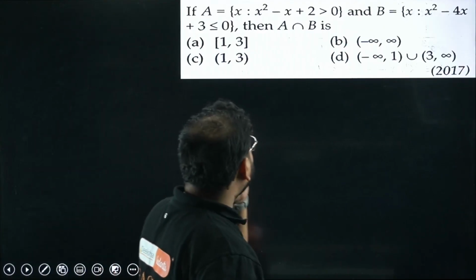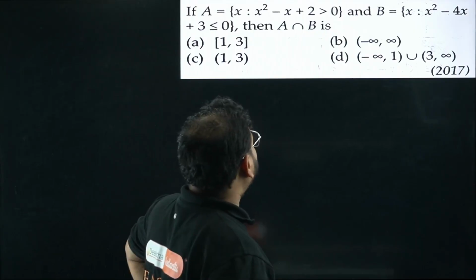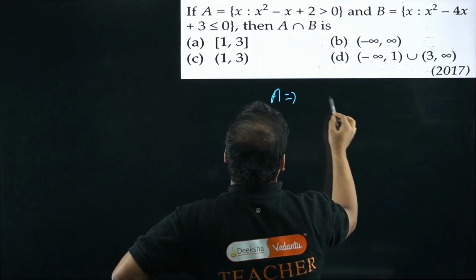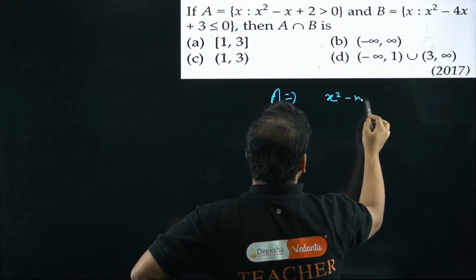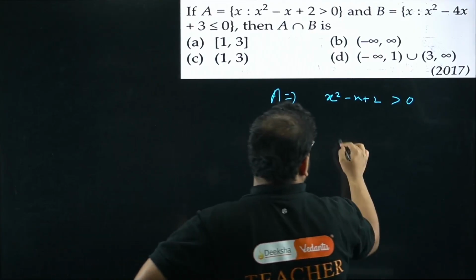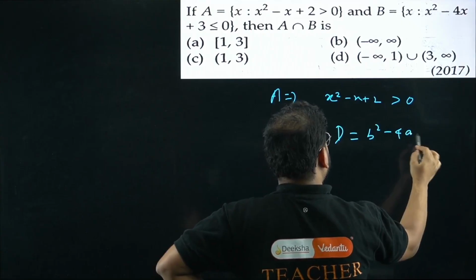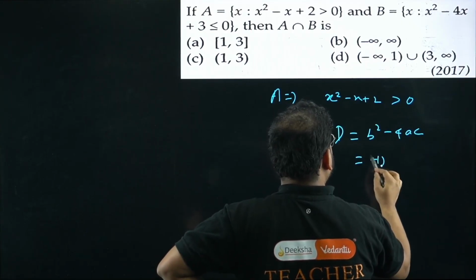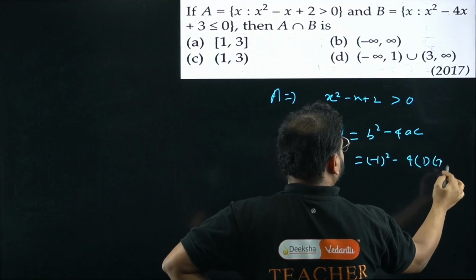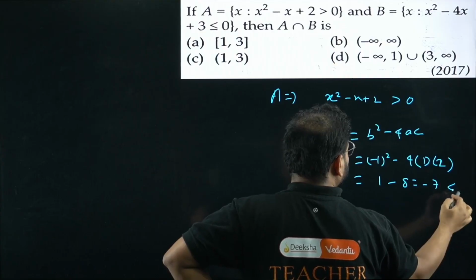If A equals x square minus x plus 2 and B is given like that, then find the intersection of A and B. Please check A, sir. What I have for A: x square minus x plus 2 should be greater than 0. Find the discriminant for this. You get b square minus 4ac, so you have minus 1 the whole square minus 4 times a, which is 1, and c, which is again 2. So you get 1 minus 8. How much is that? Minus 7, which is less than 0.